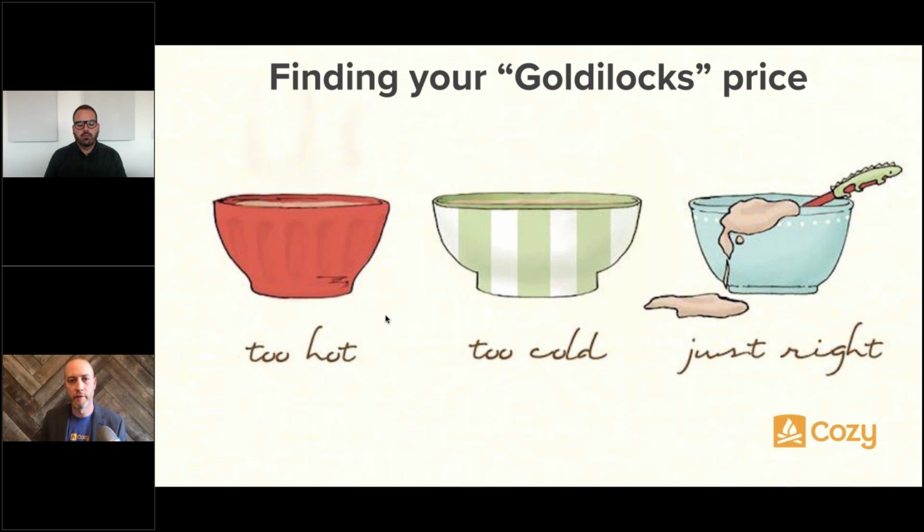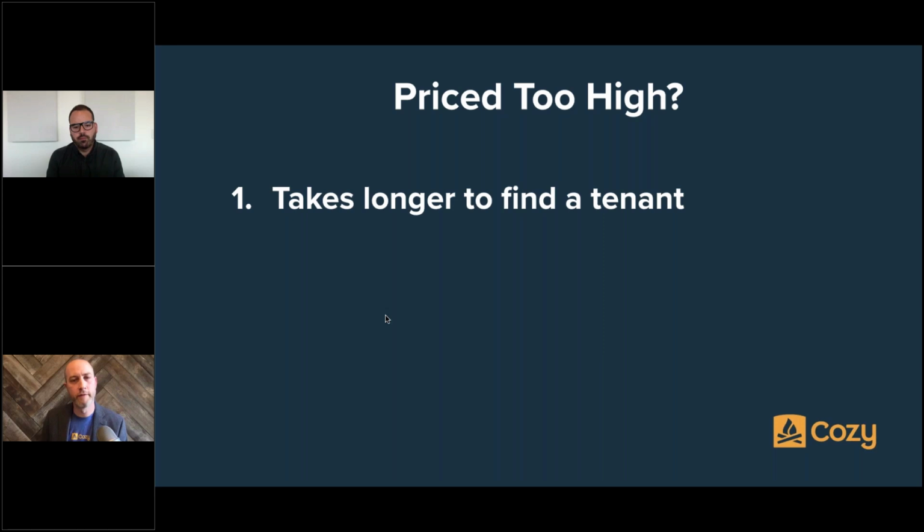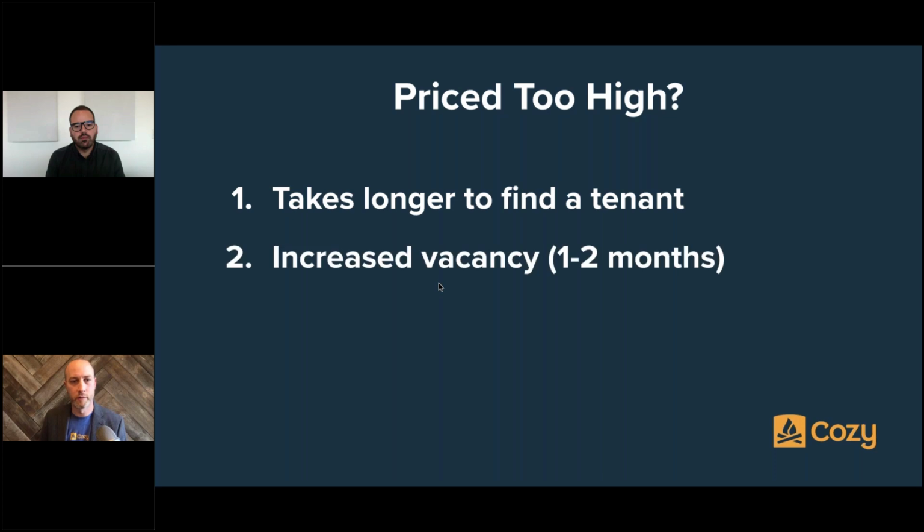So let's dive in. How do you know if you are pricing it too high? Like, what does that actually look like? Because it's easy to say, oh, I think it's too high or I think it's too low, but how do you actually decipher what that is? First and foremost, it's going to take a longer time to find a tenant. If it's sitting around, you're not getting a lot of inquiry, then obviously something's wrong, right? Worse, you actually start to get vacancy. So if it's sitting empty, then you have something that you need to address here in the price.